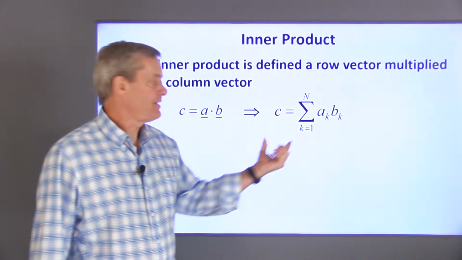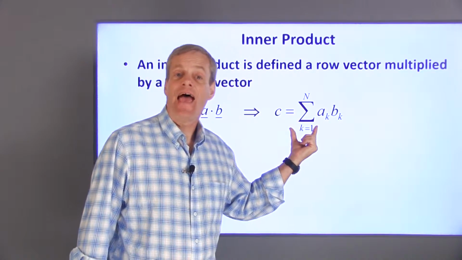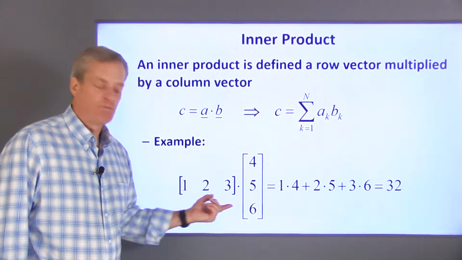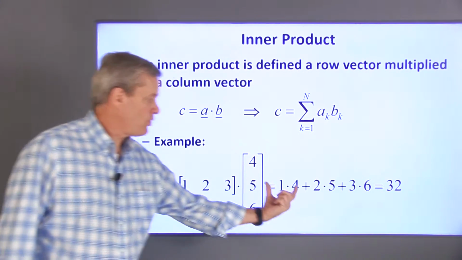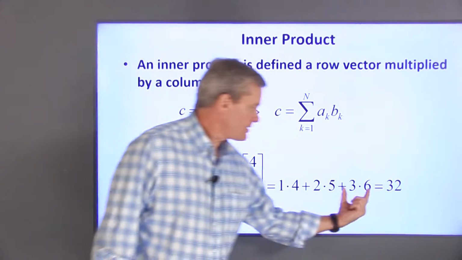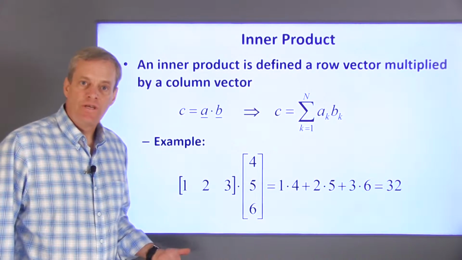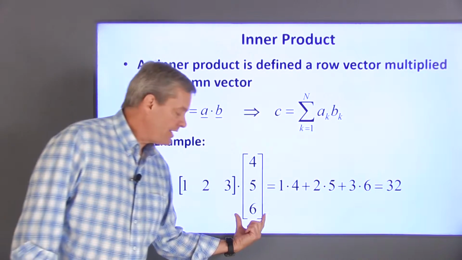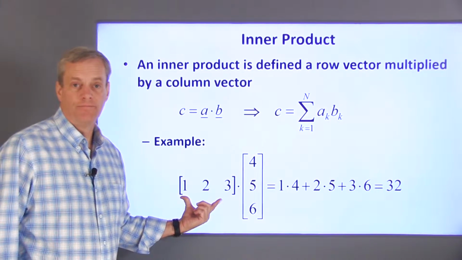To get C, I take the product of the corresponding elements in A and B and then add up all of those terms. For example, I want to multiply this row vector times this column vector. The result is 1 times 4 plus 2 times 5 plus 3 times 6, which is equal to 32. Notice that in order to do the inner product, the vectors have to have the same number of terms. I need a corresponding element in the vector B for every element in the vector A.